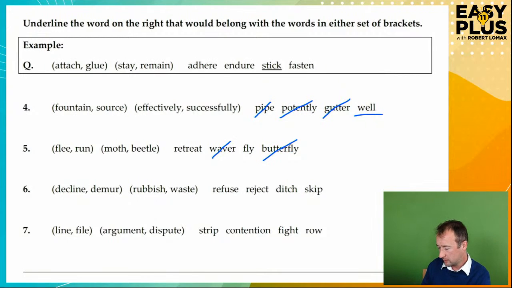Right, so we've reduced it down to two. Moth, beetle, both insects, fly, that is a clear match. This was quite an easy one. Okay, and again, you've got different parts of speech. You've got flee and run, verbs. You've got moth and beetle, nouns, things. And so you need a word which can be either a verb or a noun, and that's fly. I reckon everybody got that.